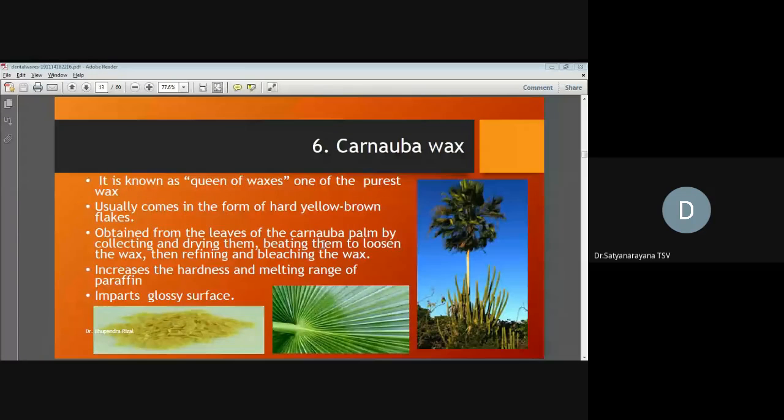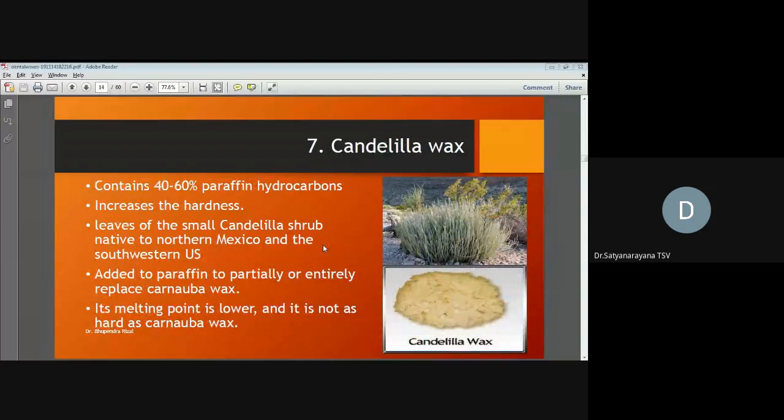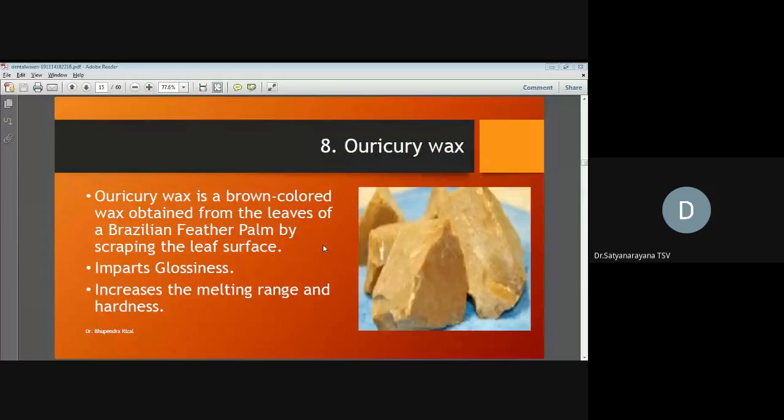From here it is your plant waxes. Okay. Next is your Candelilla wax, which contains 40 to 60% of paraffin hydrocarbons and increases the hardness. It comes from the leaves of the small Candelilla shrub native to North Mexico and the southwestern US. It is usually added to paraffin to partially or entirely replace Carnauba wax. Its melting point is lower and it is not as hard as Carnauba wax. Okay, these are different properties of different waxes. So whatever desired property you need to have, based on that, your composition of waxes is going to change.